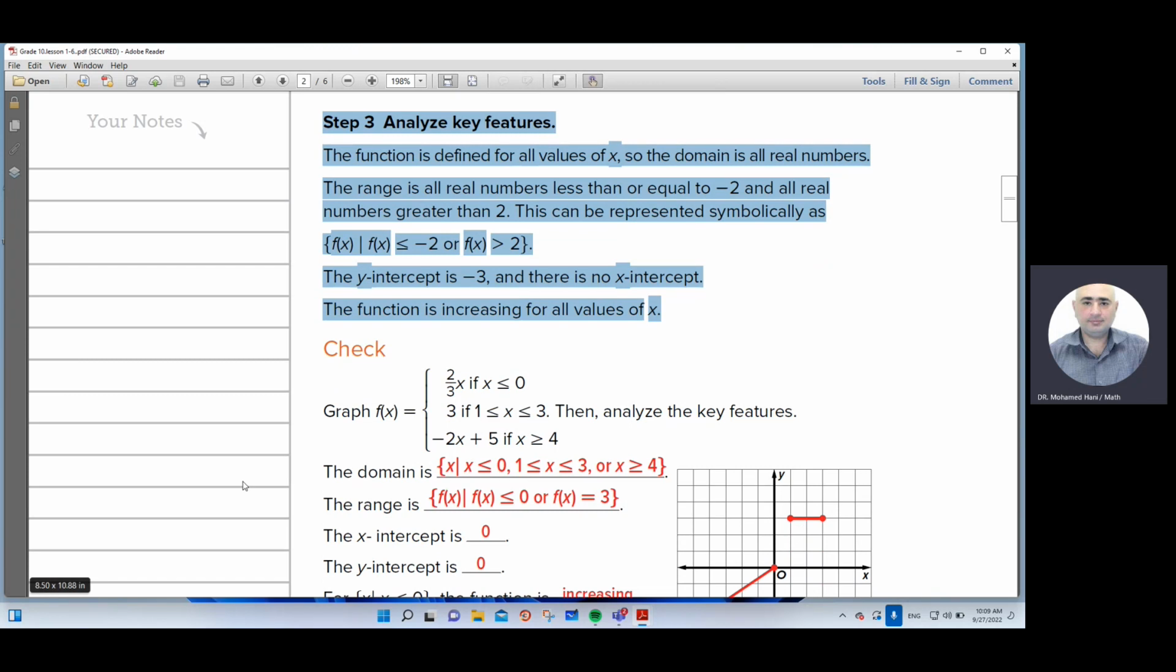Listen here to the second example, but don't write this example, please, just listen. Who can tell me what is the name of this function? As you see here, f(x) equal 2 over 3x, and f(x) equal 3, and f(x) equal negative 2x plus 5. Who can tell me what is the name of this function? Excellent. Why? Because the function has three expressions.